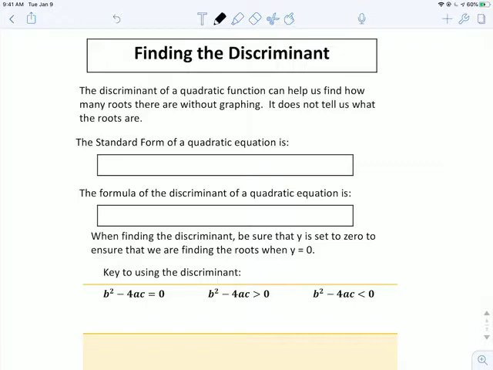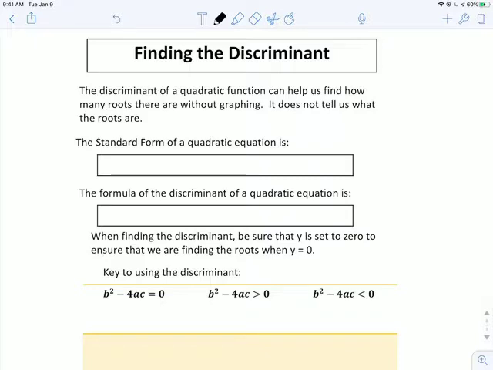And you can use this formula and you'll recognize it because it's a part of the quadratic formula. It's not the entire quadratic formula, but it is a part of the quadratic formula. And it'll give you the information that you need and a way to determine whether you have two real solutions, one real solution, or no real solutions.